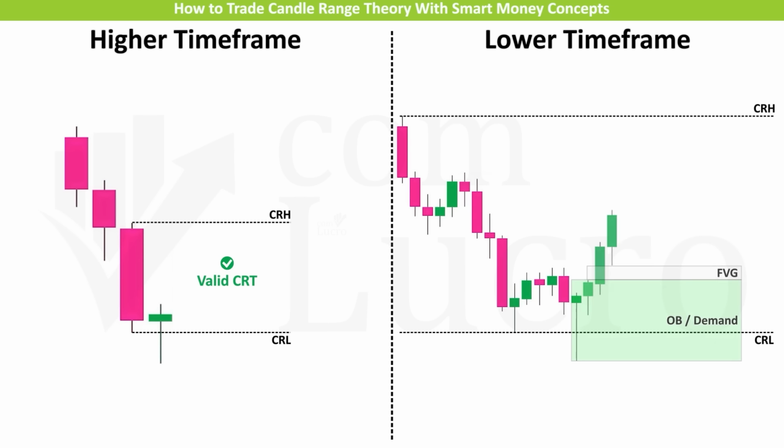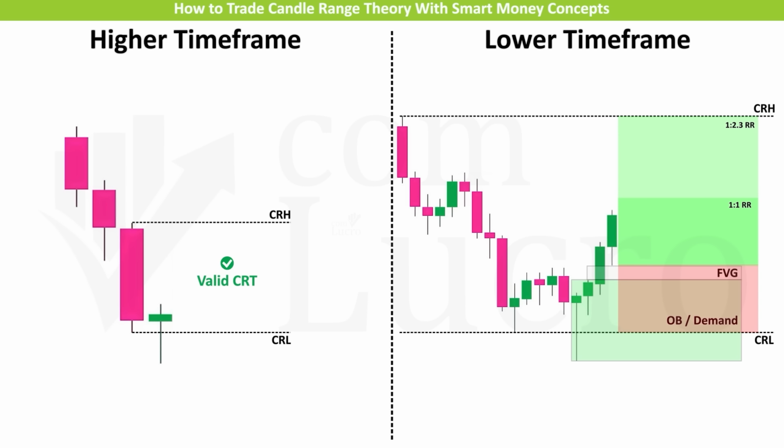In this strategy, we use the fair value gaps that appear right after the sweep as our entry zones. All we need to do is wait for a fair value gap to form following the sweep and then place a buy order within that zone. Our stop loss goes just below the gap.